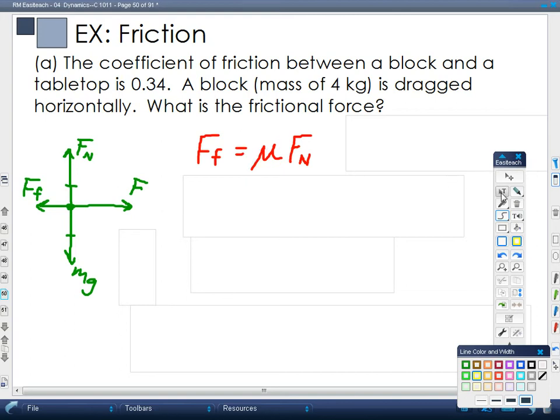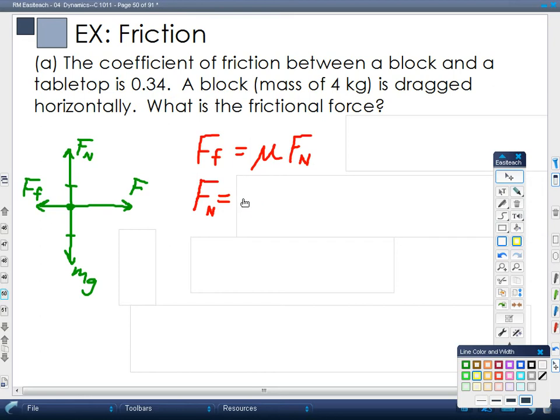So you can imagine rubber on sandpaper would be an extremely high coefficient of friction, and something like an ice skater's blade on the ice would be a very low coefficient of friction. They're usually less than 1. And I believe that's in the notes that you've already taken.